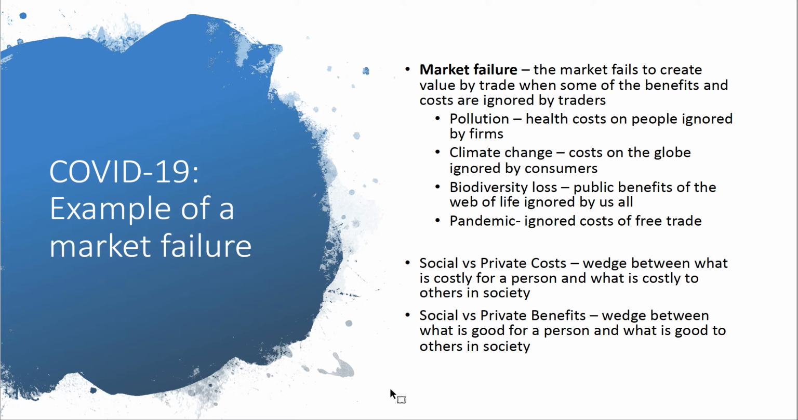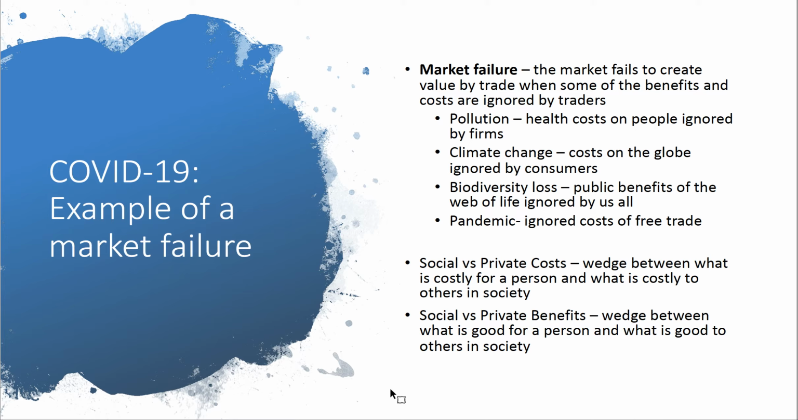Climate change, again, another big market failure. Biodiversity loss. We're ignoring the public benefits of keeping the web of life intact. Pandemics. So what we have is a social cost that is not the same as a private cost. There's a wedge between what's costly for you as a person and what's costly to others because of what you're doing. Or there's a private and a social benefit, that what's good for you is also good for others in society, but they're not paying you to provide it at all.